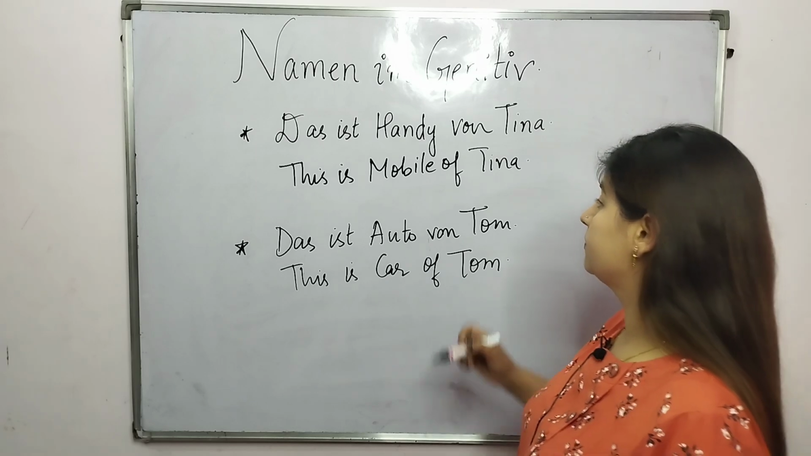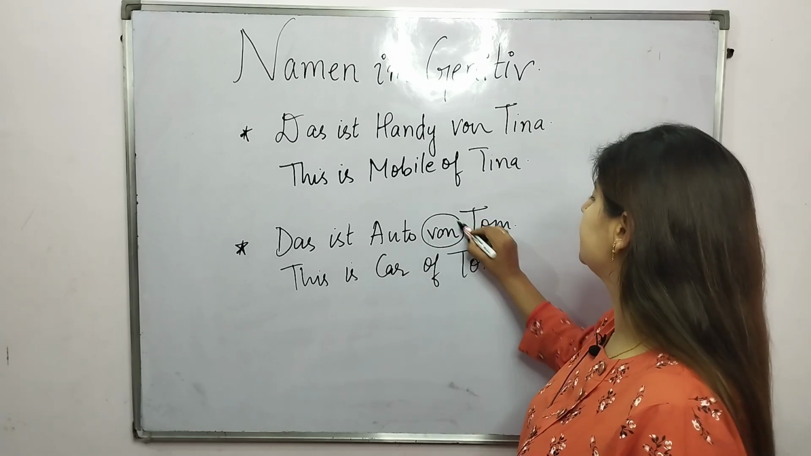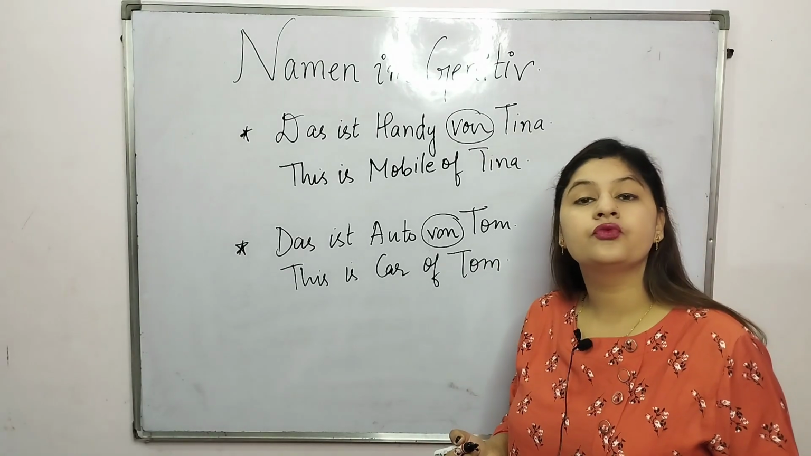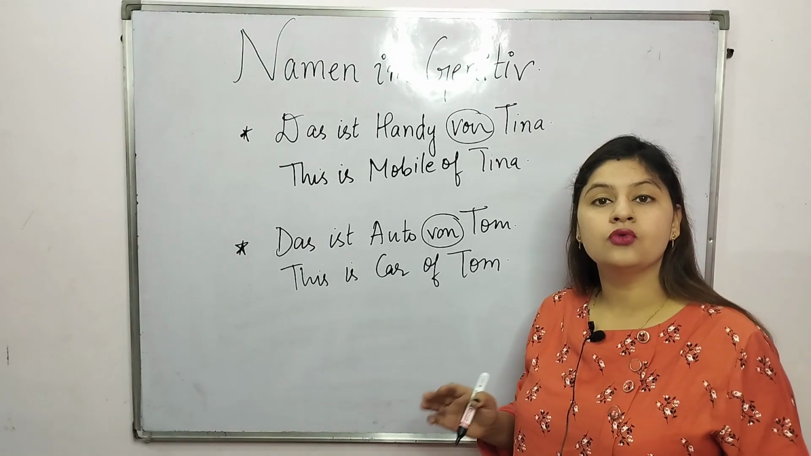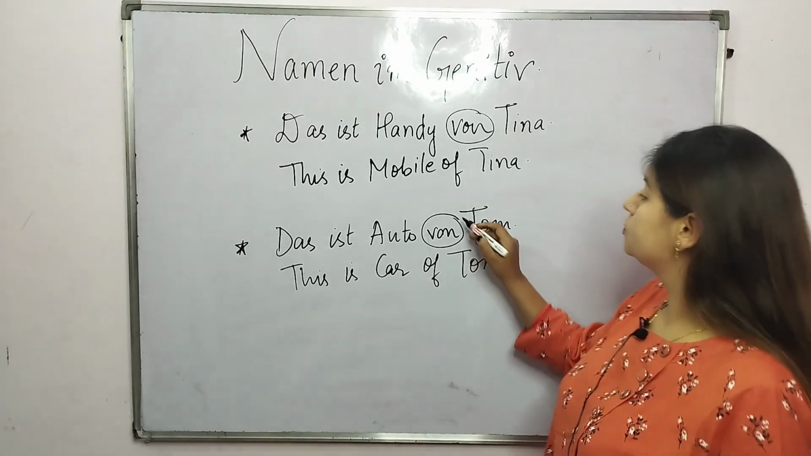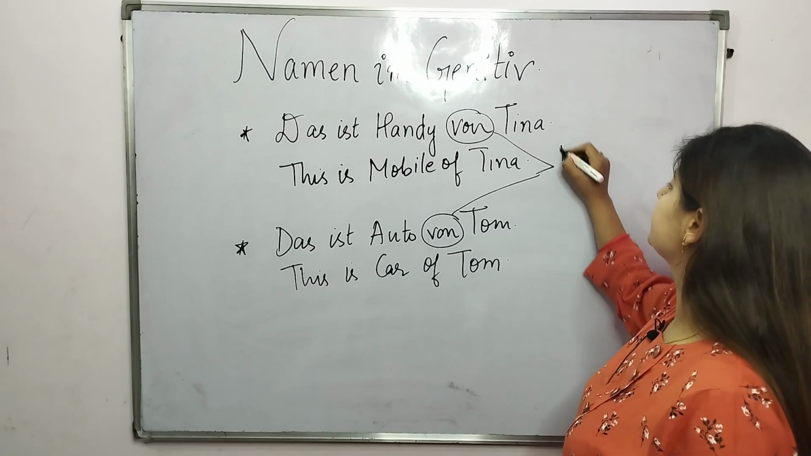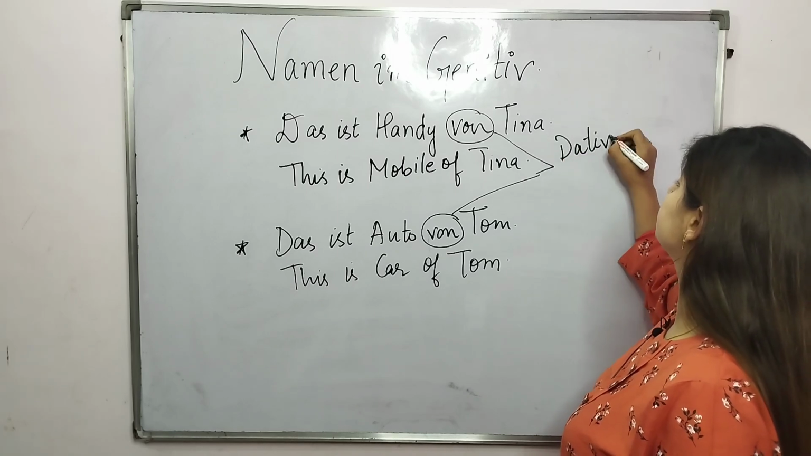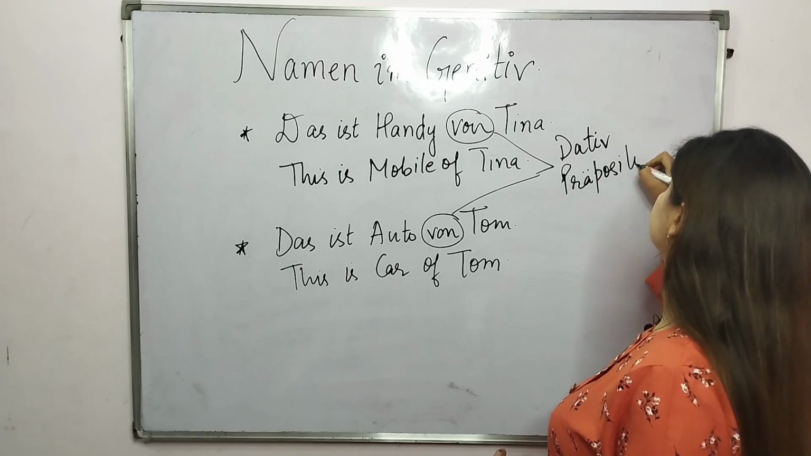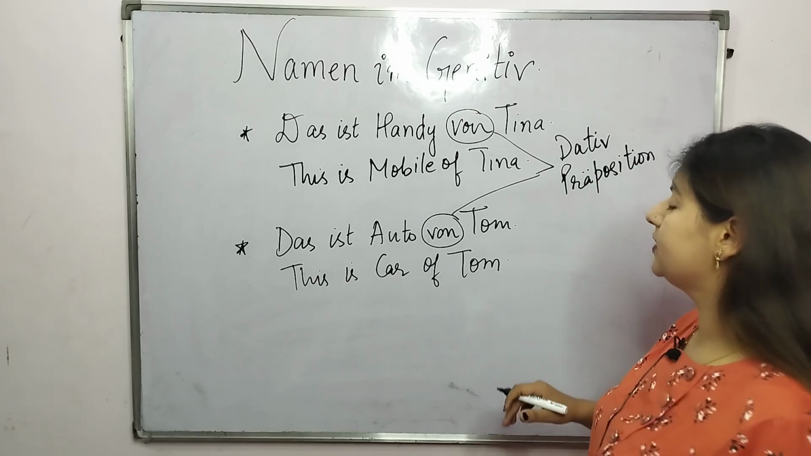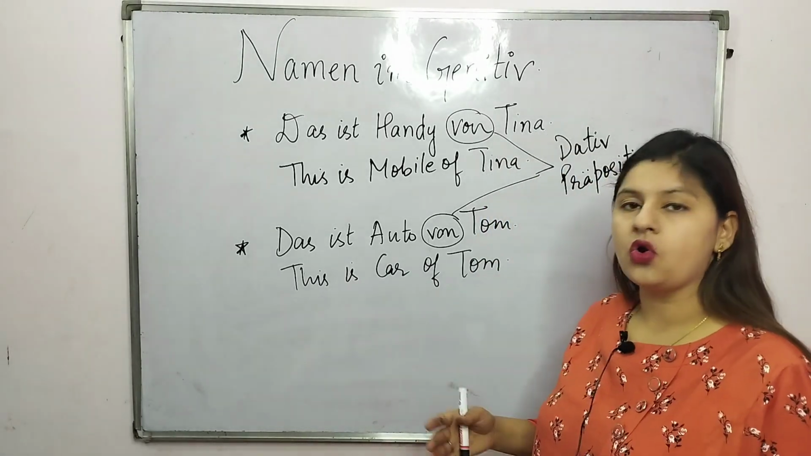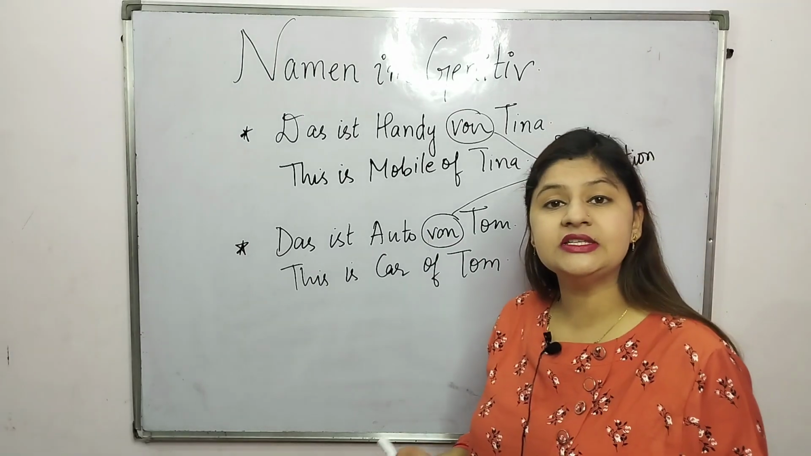Car of Tom. So here we can see in German language we have used von. Auto von Tom. Handy von Tina. So von is a Dativ preposition. And in English we have written car of Tom, mobile of Tina.